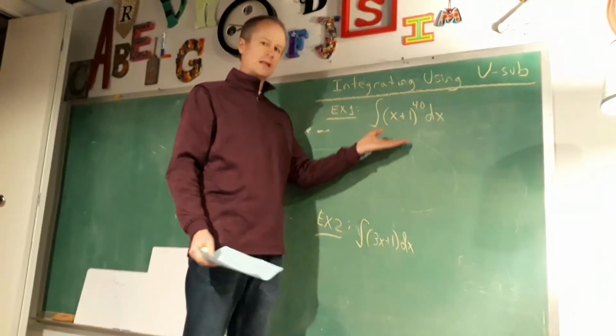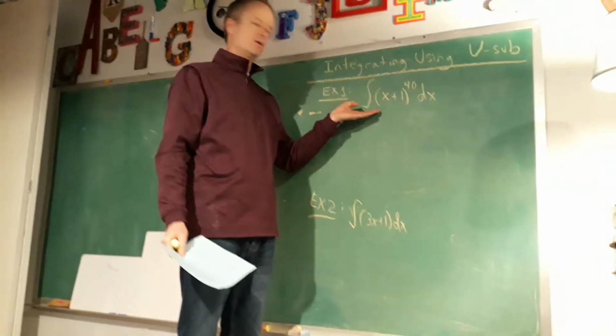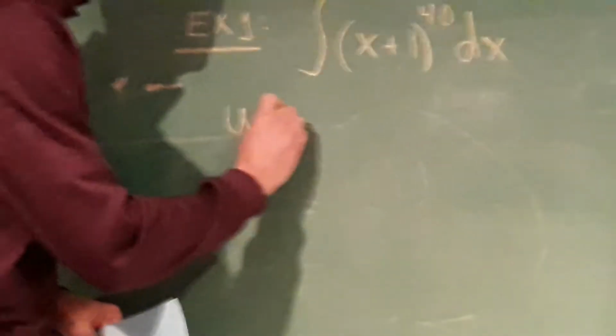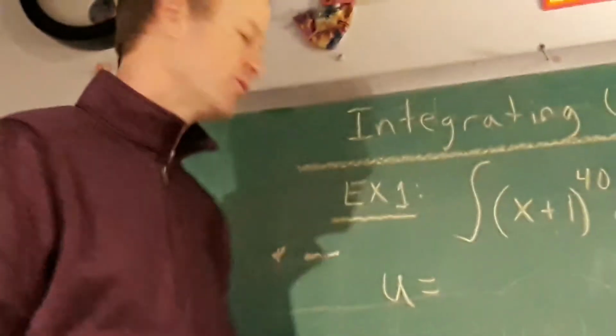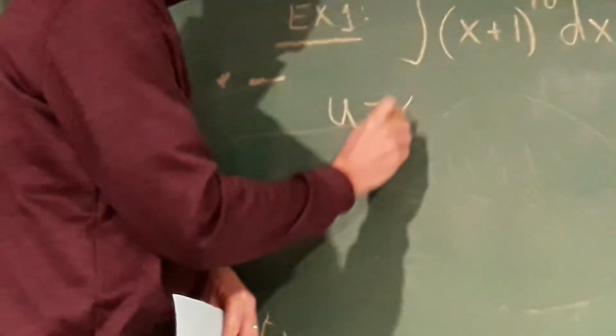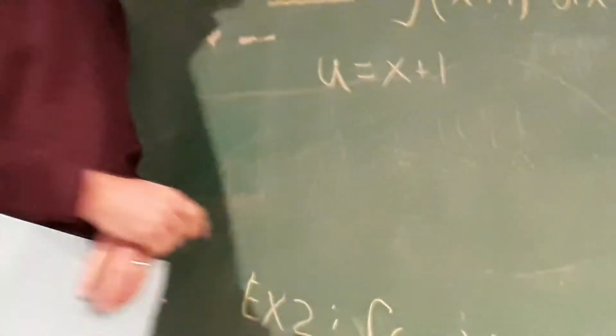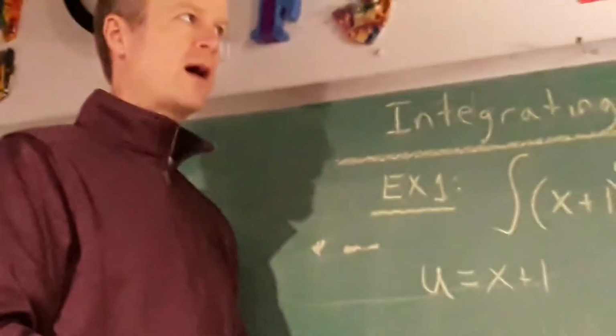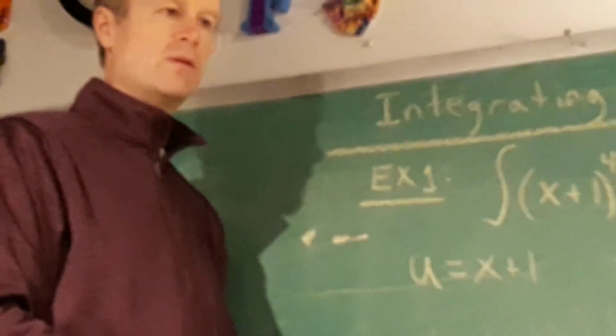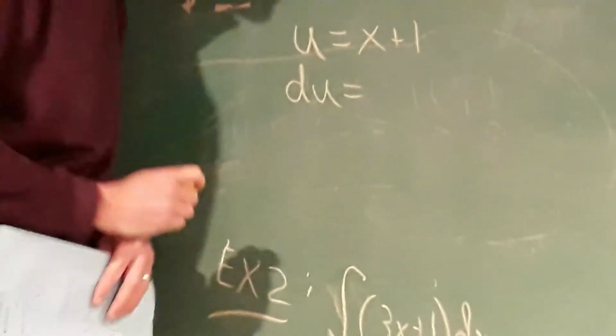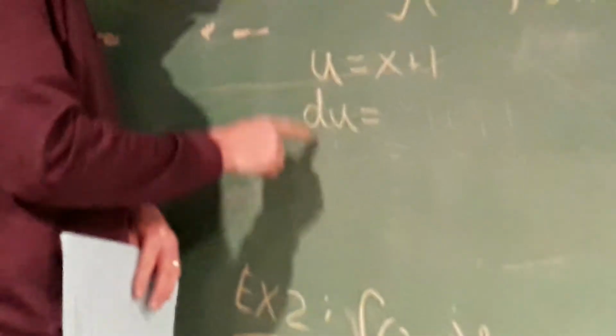The first example is the integral of (x + 1) to the 40th power. In a problem like this, I'm going to choose u. We're always trying to figure out what is my inner function, and that's my u. In this one, it's obvious u is going to be x + 1. Now, when I define what my u is, I also have to figure out what du would equal. So in this one, think about implicit differentiation. The derivative of u we say is du.